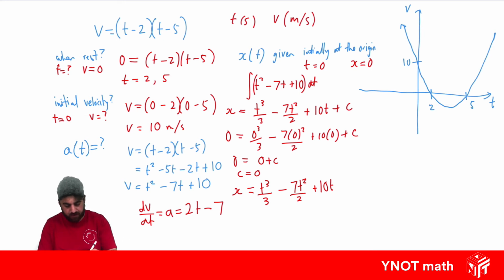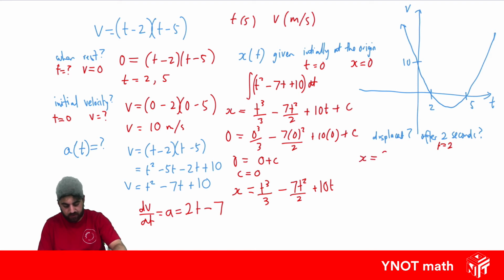Now we're asked to find the displacement after 2 seconds. So now that we have our displacement function, to find the displacement for any given time, we can just sub that value into t. So after 2 seconds just implies that t is equal to 2.